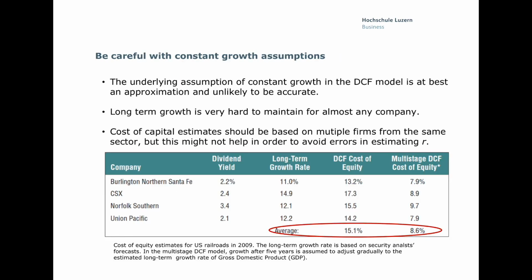In our previous example, the underlying assumption to determine the cost of capital was that dividends grow at a constant rate over time. However, this is at best an approximation and rather unlikely to be accurate. It is a fact that long-term growth is very hard to maintain for almost any company. A potential remedy is to base cost of capital estimates on multiple firms from the same sector. In this example, we look at the set of railroad companies. However, this approach does not help to avoid errors in estimating the cost of capital.